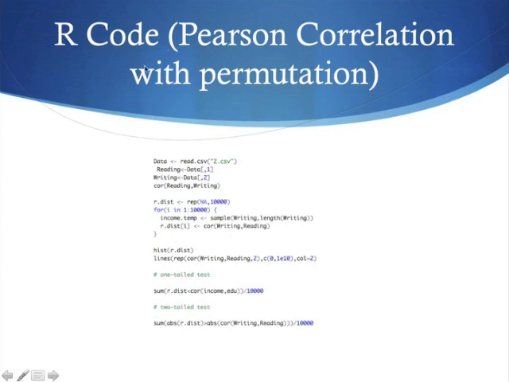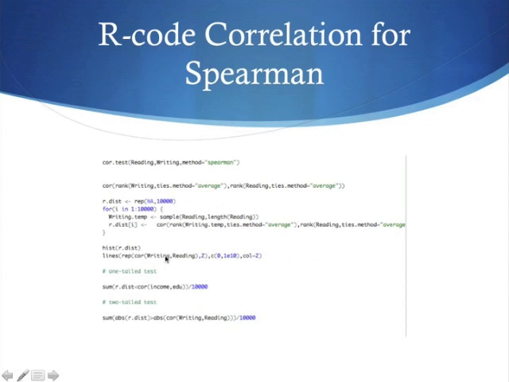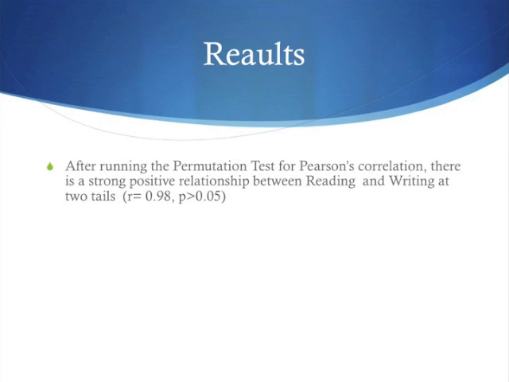Here is the R code for Pearson correlation. And here is the Spearman test, the code that I used for this test. So here is my result. After running the permutation test for Pearson correlation, there is a strong positive relationship between reading and writing, and we can see it's two-tailed. There is 0.98, which is very high, so we have high correlation between them.